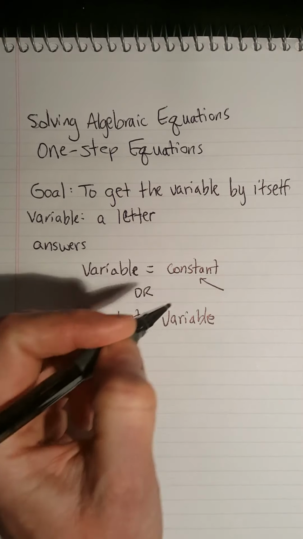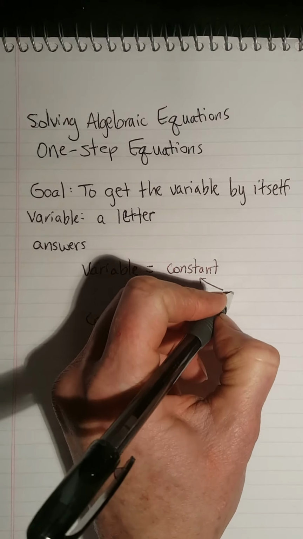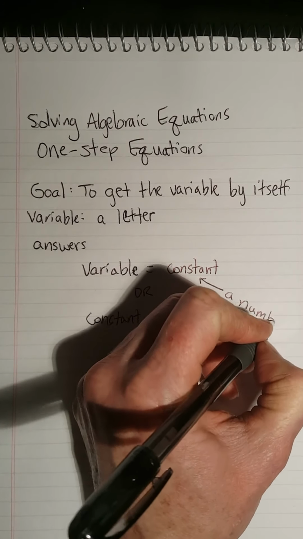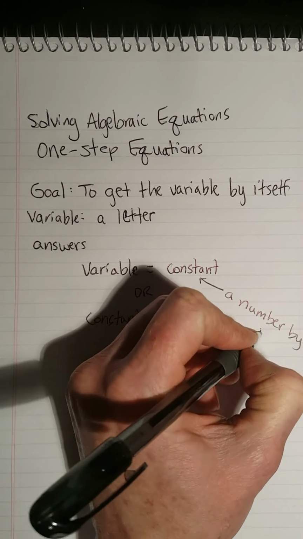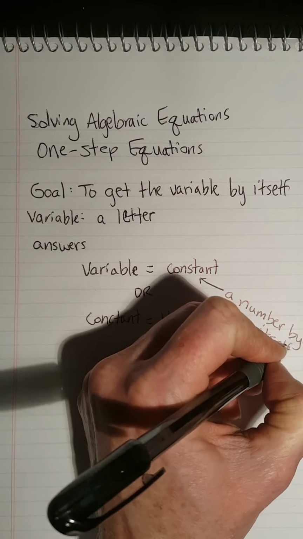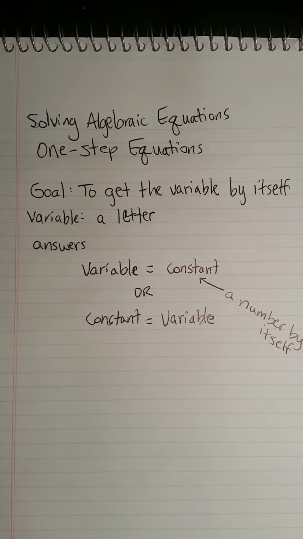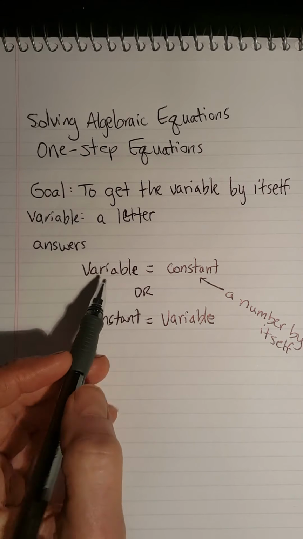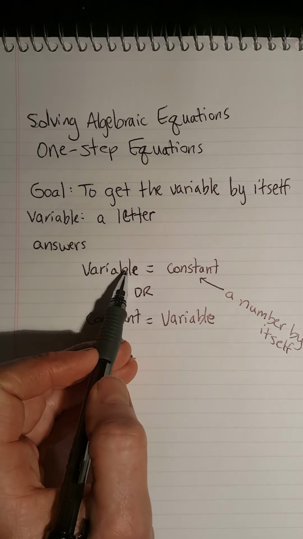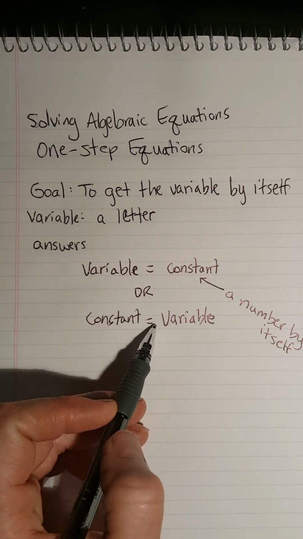And again, if you're not sure what a constant is, it is just a number by itself. And for this video, that is going to be a counting number, so a positive whole number. So you can have an answer where the letter is equal to the number, or the number is equal to the letter.